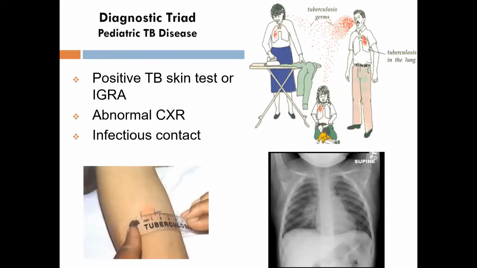The classic triad that we see in most cases, we're going to have either a positive IGRA or skin test, an abnormal X-ray that looks like TB, and infectious contact. This will be our most likely and most helpful clinical diagnosis, especially in those patients with negative cultures.